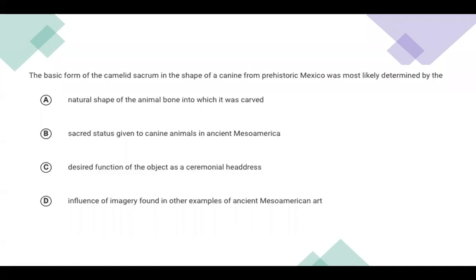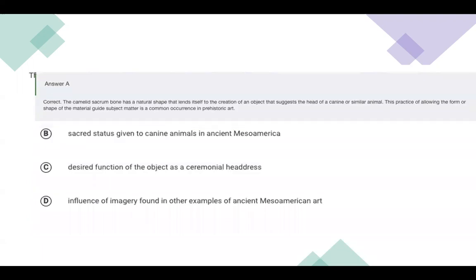There you go. The basic form of the camelid sacrum in the shape of a canine, dog, from prehistoric Mexico was most likely determined by the A, natural shape of the animal bone into which it was carved, the B, sacred status to give canine animals in ancient Mesoamerica, C, desired function of the object as a ceremonial headdress, or D, influence of imagery found in other examples of ancient Mesoamerican art. And the answer is A.